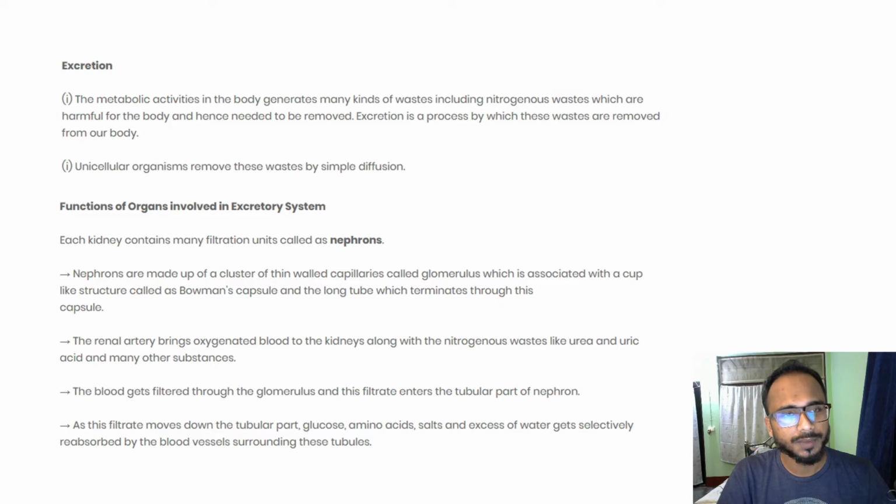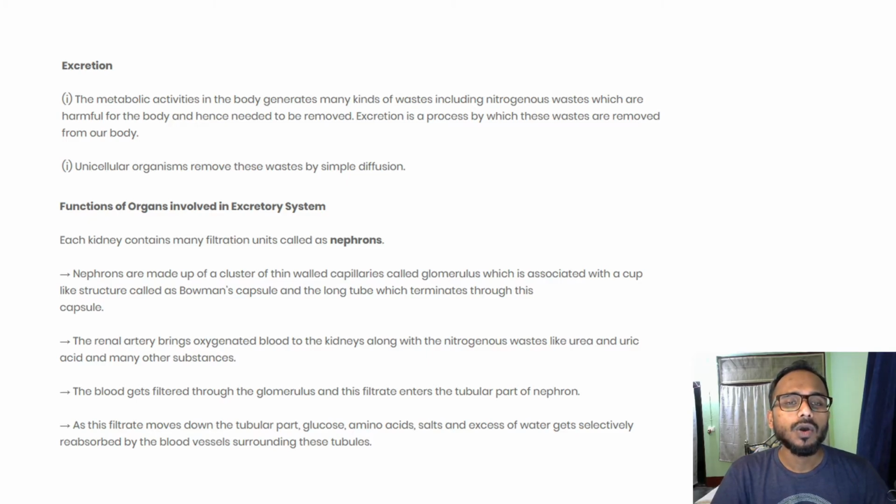Since this is excretion, it will have a system. This system has some organs. The main organ in our excretory system is the kidney, and the kidney helps in excretion of liquid matter.